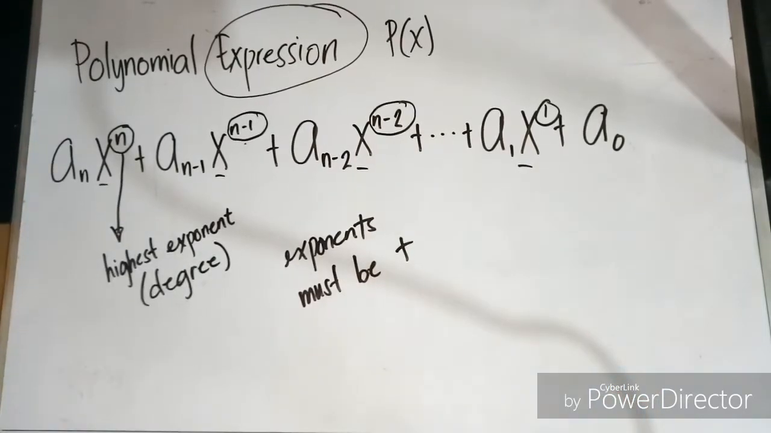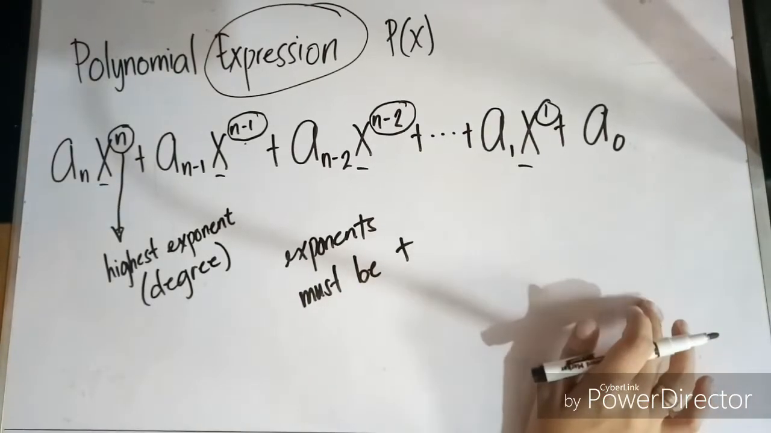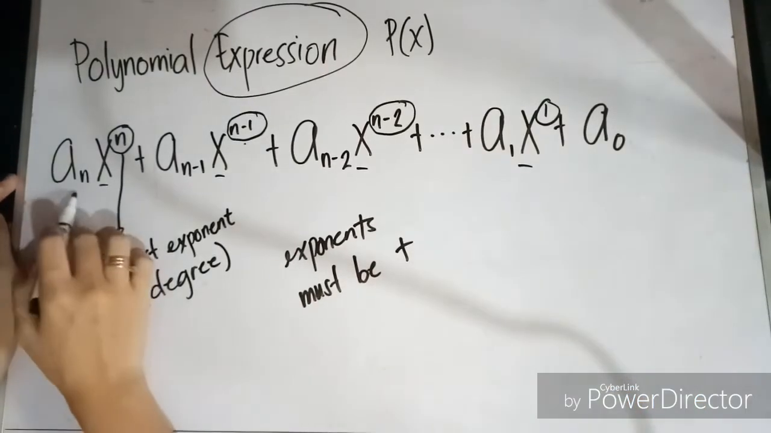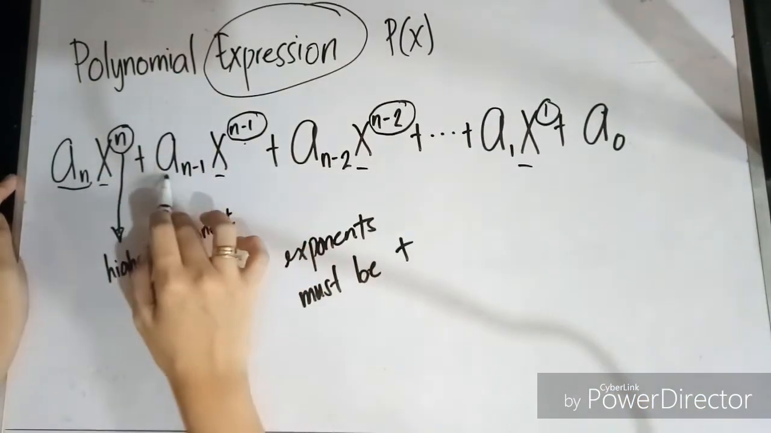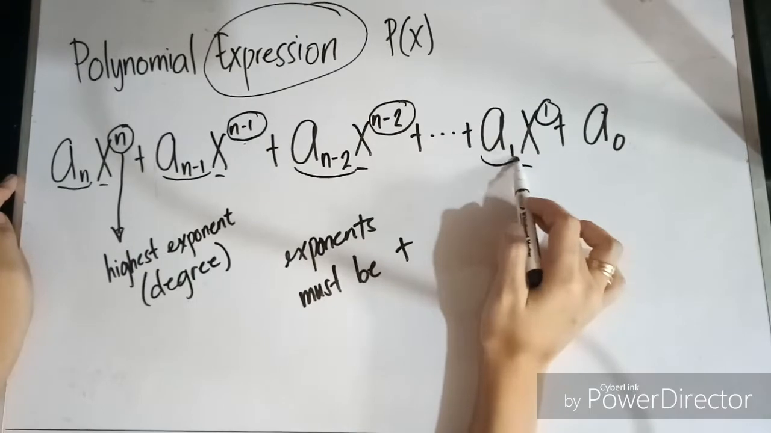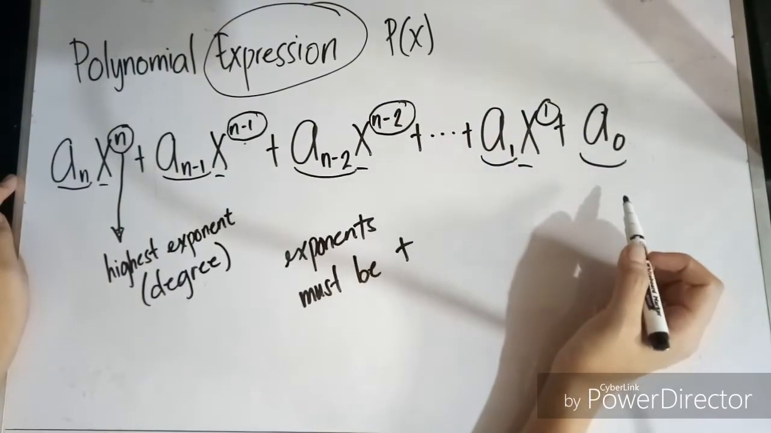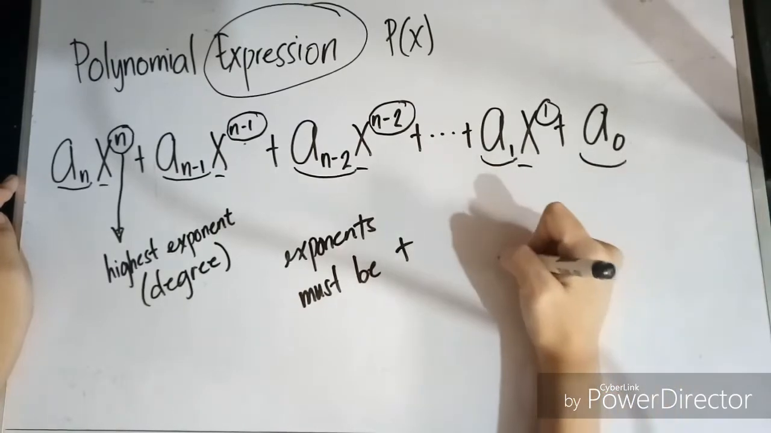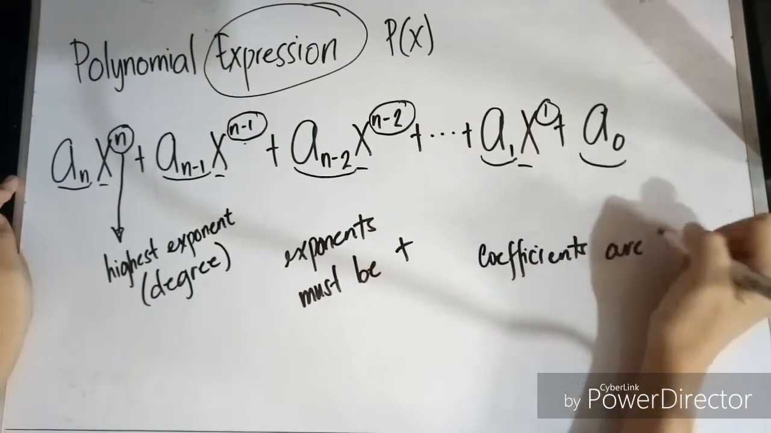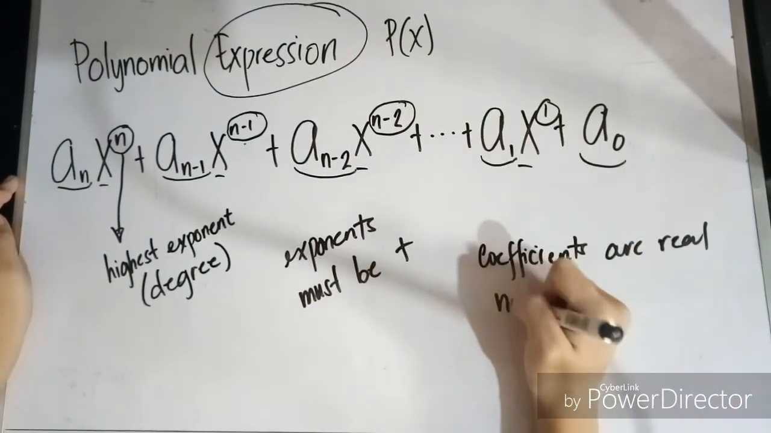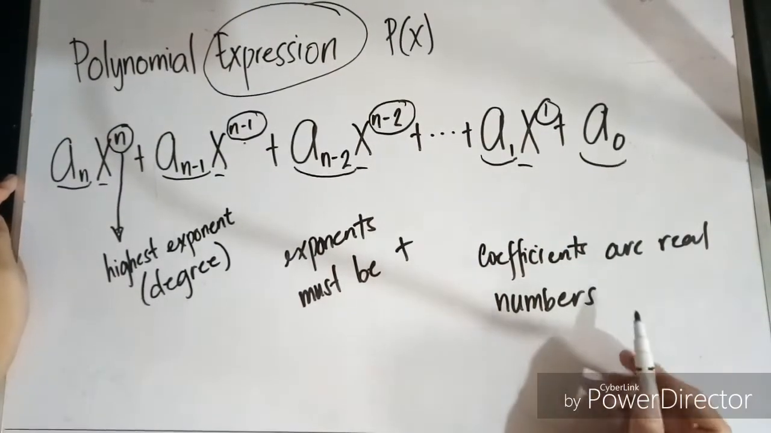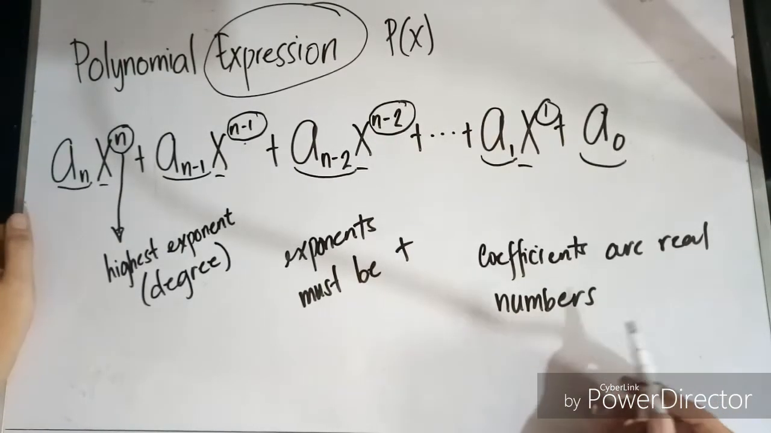Okay, next. We also have to remember that not just the exponents, but also the coefficients. Our coefficients are a sub n, a sub n minus 1, a sub n minus 2, until you reach a sub 1 and a sub 0. These are real numbers. Coefficients are real numbers. So it's okay if they're negative or positive, as long as they're real numbers.